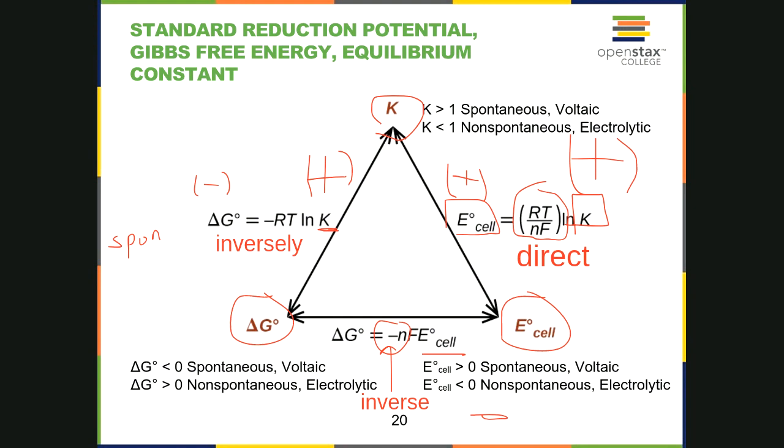Now that's written out here below. For Gibbs free energy to be spontaneous, it would be negative, less than 0. And also for it to be spontaneous, since we're looking at it from an electrochemical standpoint, it's a voltaic cell, then the cell potential is going to be positive, greater than 0. And then it's the opposite when it's non-spontaneous. And like we said before, when it's non-spontaneous, we also call that electrolytic.